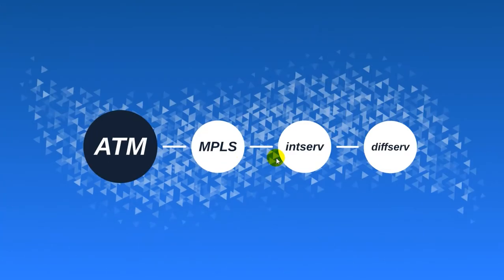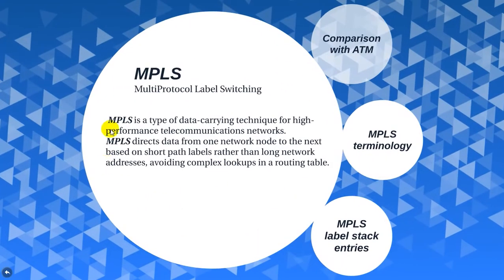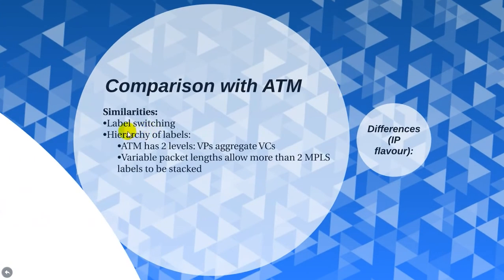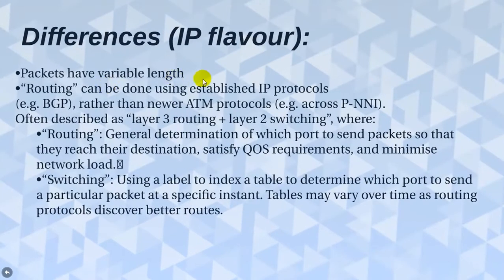Now let's move to the next part, MPLS. Multi-protocol label switching is a type of data carrying technology for high-performance telecommunications networks. It directs data from one network node to the next based on short path labels rather than long network addresses, which avoids complex lookups in a routing table. When compared with ATM, the similarities are label switching and the hierarchy of labels. The differences are that MPLS packets have variable lengths and routing can be done using established IP protocols.